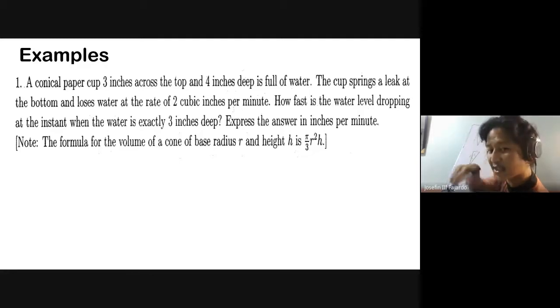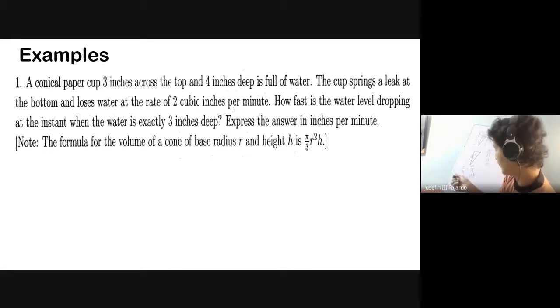Pwede na natin kunin ang derivative dito. So may makukuha tayong relationship between dH/dt and then dr/dt. If you get the rate of change here, or the derivative of this, so this will be 4 dr/dt. That will be equal to 1.5 dH/dt. So what I took here is I just took the derivative of both sides with respect to time. Okay? Nakuha?